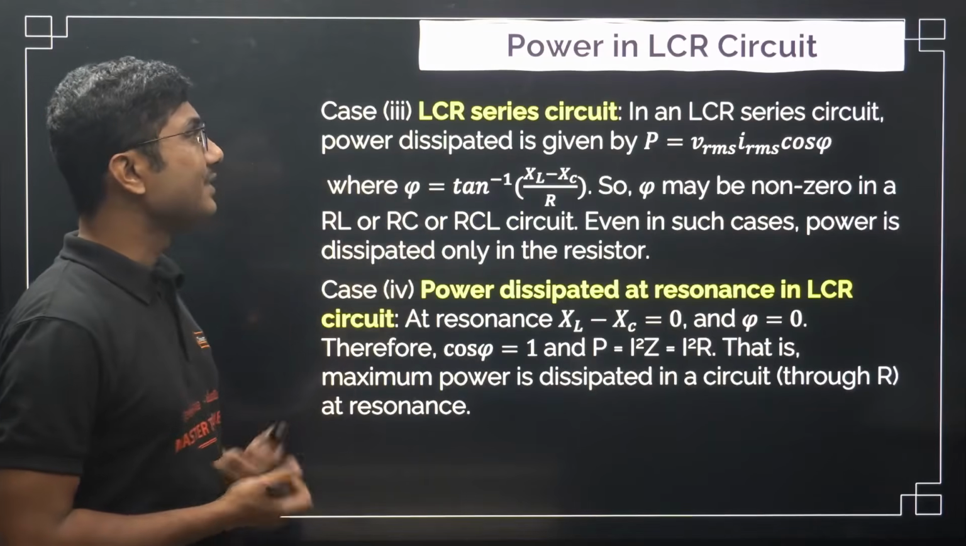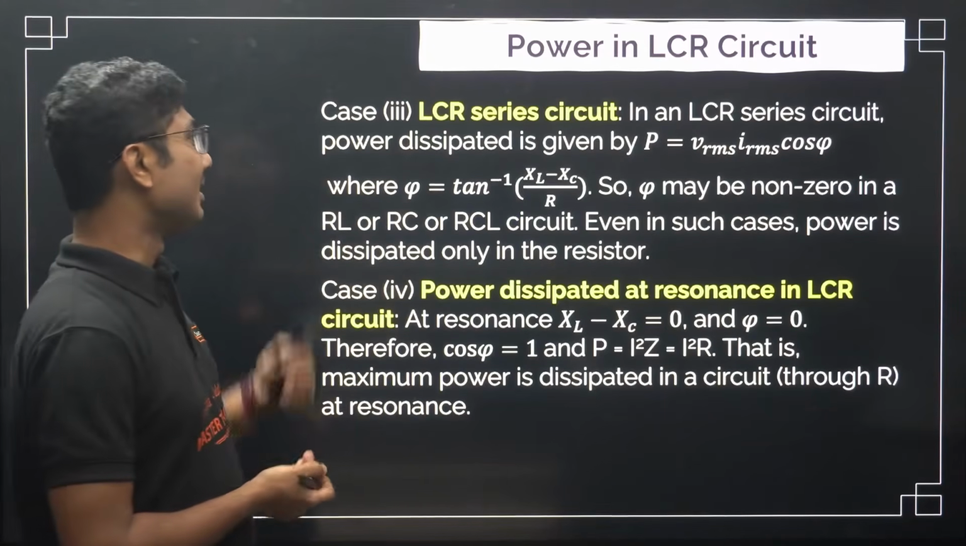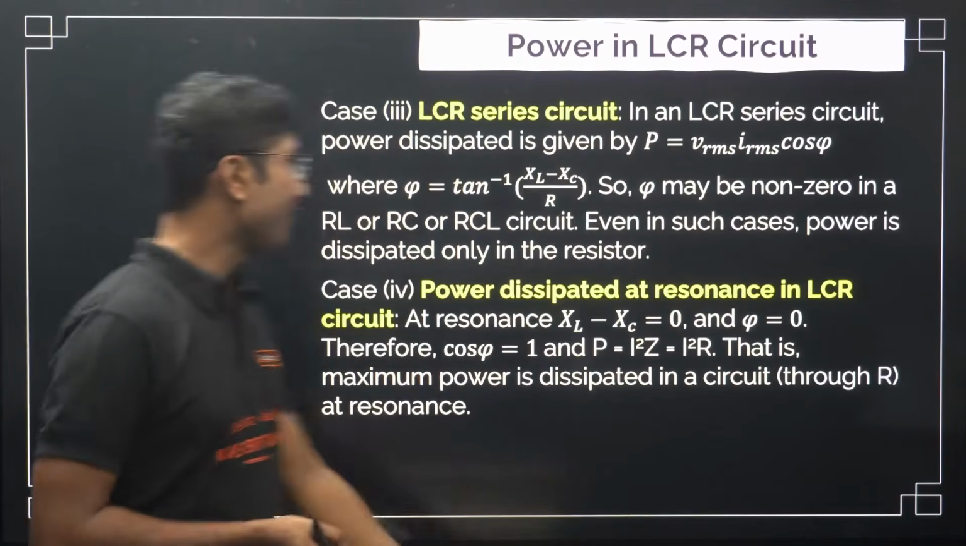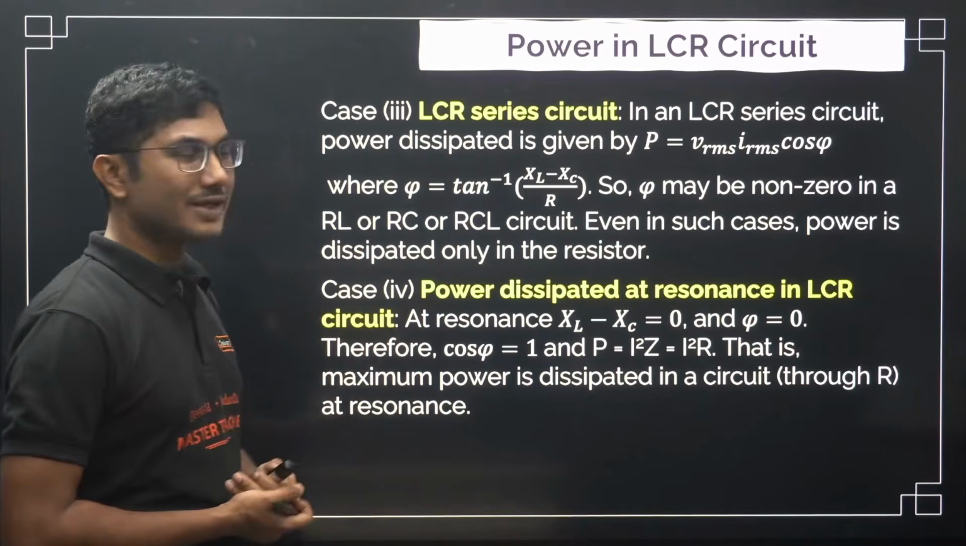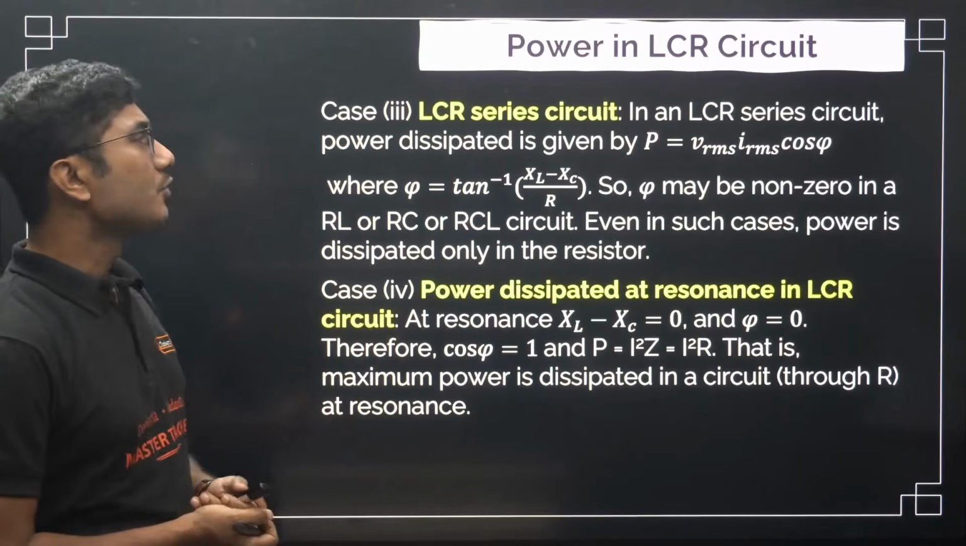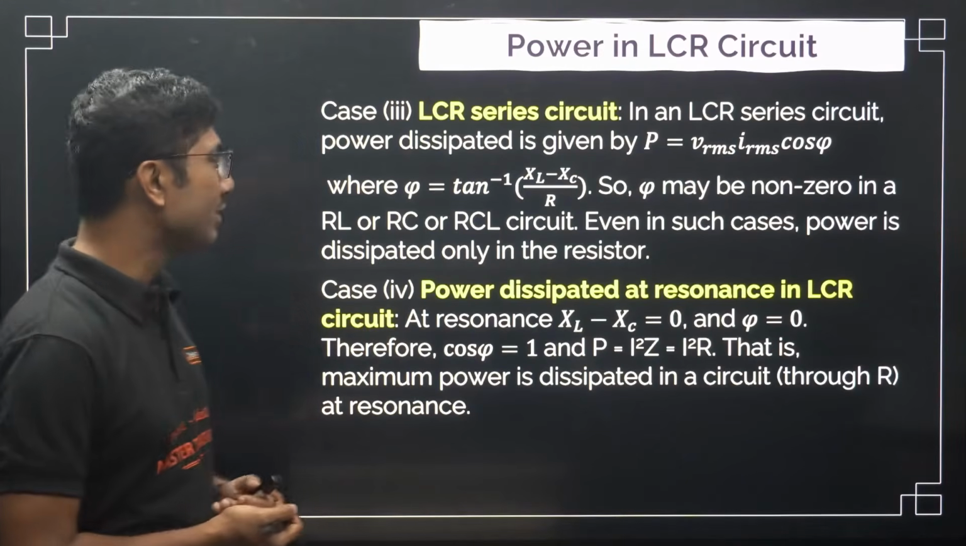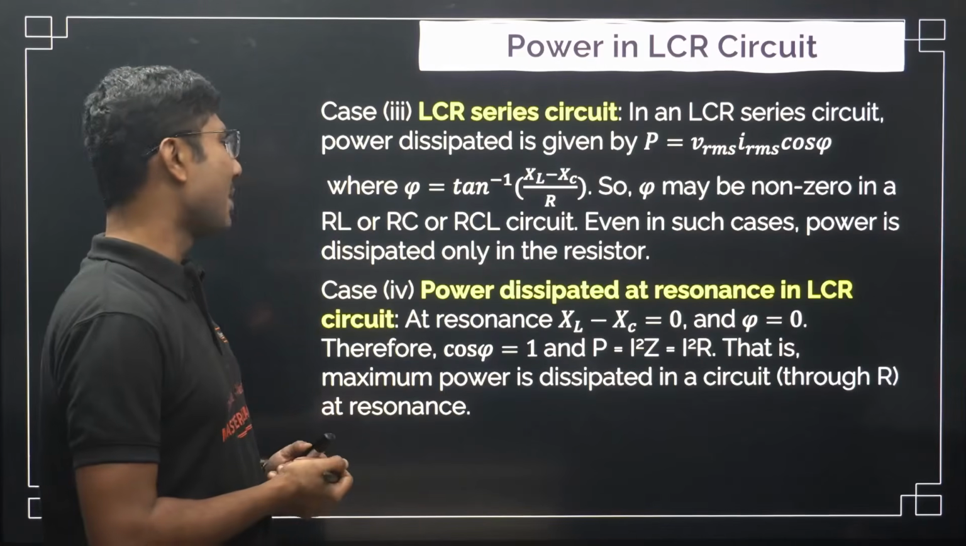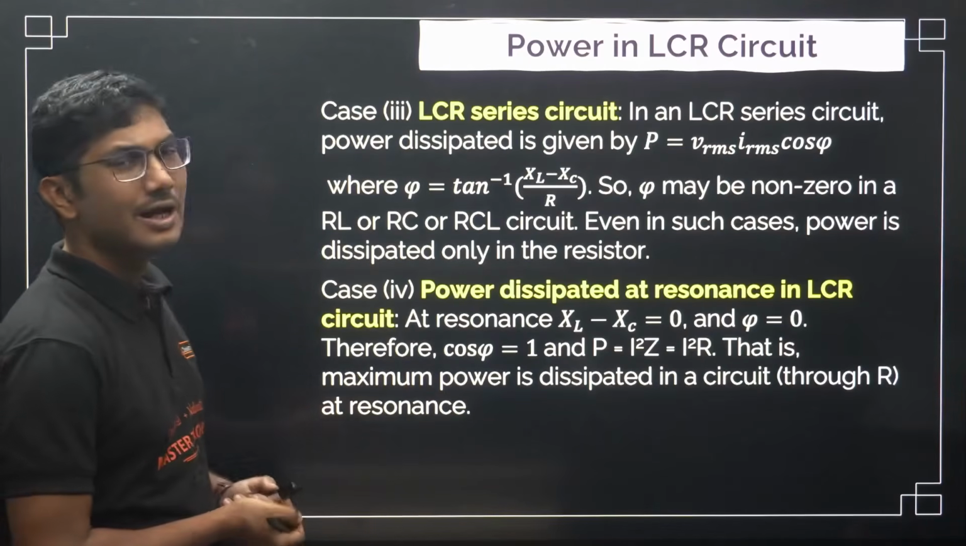Now in the case of a series LCR circuit, the power dissipated is given by P is equal to Vrms Irms cos phi, where phi is tan inverse of XL minus XC by R. So phi may be non-zero in an RL, RC or RCL circuit. Even in such cases, power is dissipated only in the resistor.